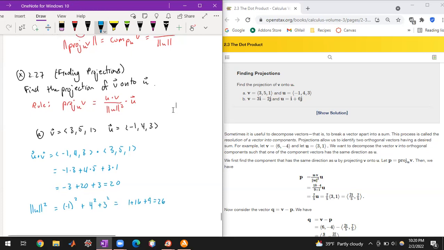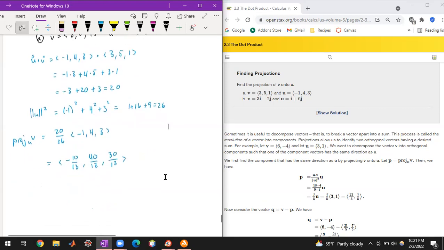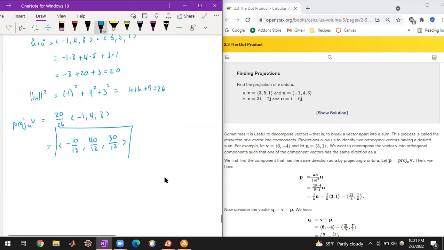All right, so now let's put it all together. Using the rule that we have, we know then that the projection of V onto U is equal to our coefficient, the dot product divided by the magnitude squared, so 20 over 26, times our vector U. So our vector U is -1, 4, 3. So when I do this distribution in, I notice that this actually simplifies. This is 10 over 13, so I'm going to get -10 over 13, 40 over 13, and then 30 over 13. So this is our projection vector. All right, go ahead and try the next one.